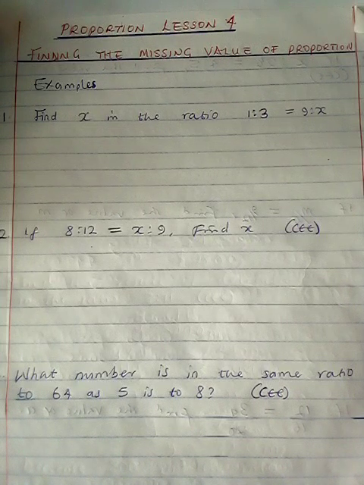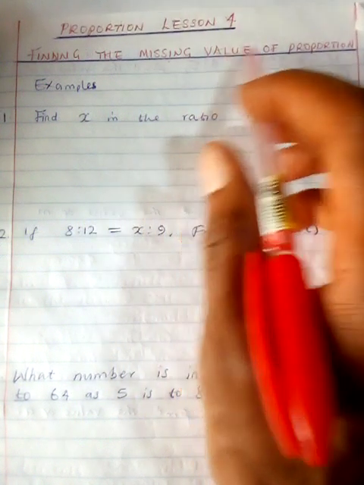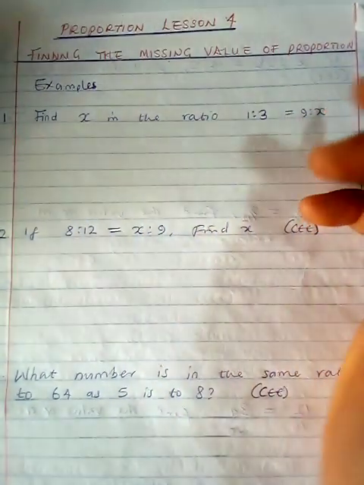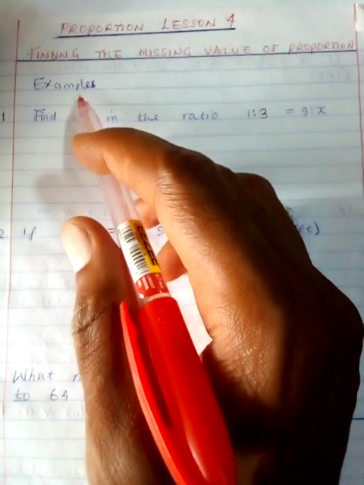This is the fourth lesson on proportion, and in this lesson we're talking about finding the missing value of proportion. How do you find a proportion in which one of the values is missing? So here we are going to solve the following example.